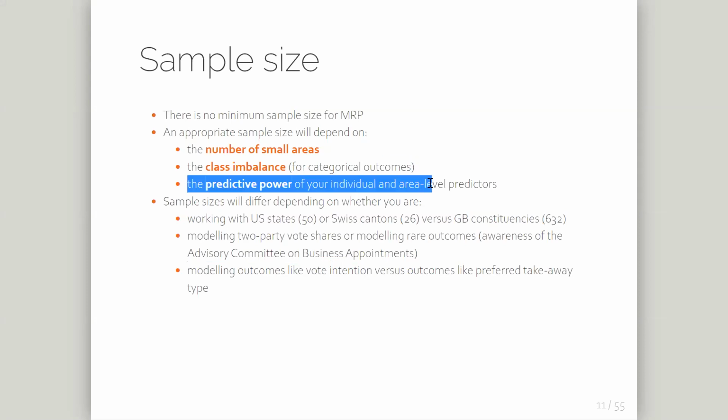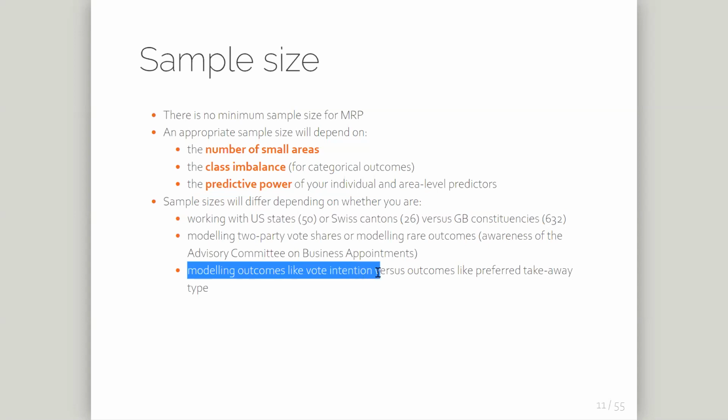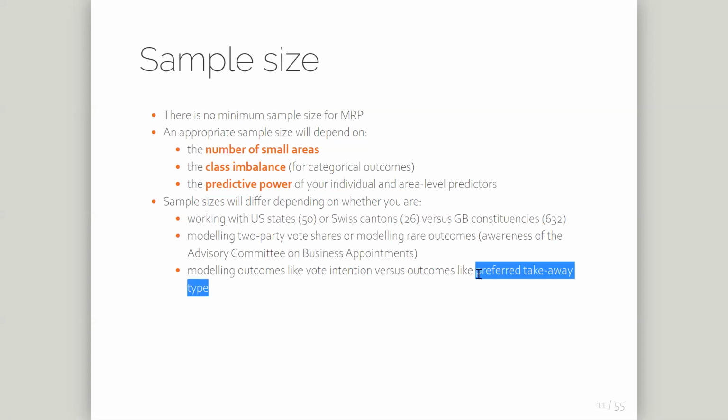The final point is that MRP is more feasible the more powerful your predictors, right? So if I'm modeling something like vote intention, that's great. Because if I'm modeling vote intention, I have a really, really powerful area level predictor, which is what happened in the last election. That is tremendously predictive, and that's the basis of simple methods for election forecasting like uniform national swing. If I'm working for a commercial provider and they're saying, well, why don't you do MRP for how popular Deliveroo is or Uber Eats?